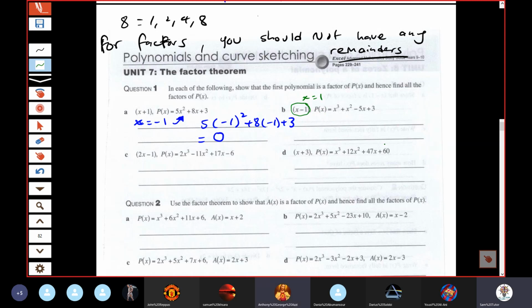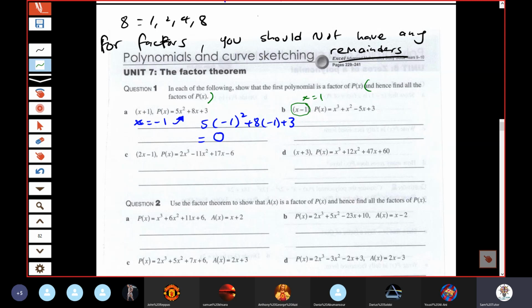As in for question 1, we've written down the equation essentially. Would you have to solve it? No. It just says show the first polynomial is a factor, because it says hence find all the factors. I'm not answering the second part for now. I'm just answering the first part: show that the first polynomial is a factor.